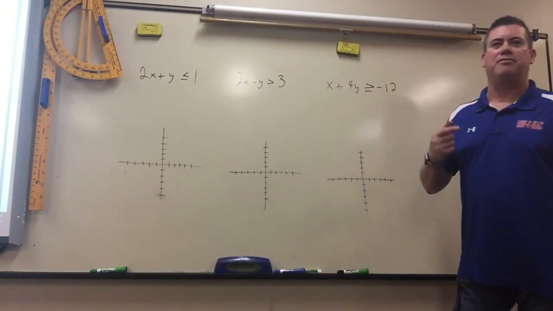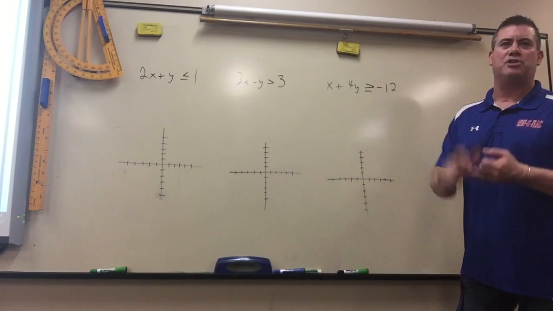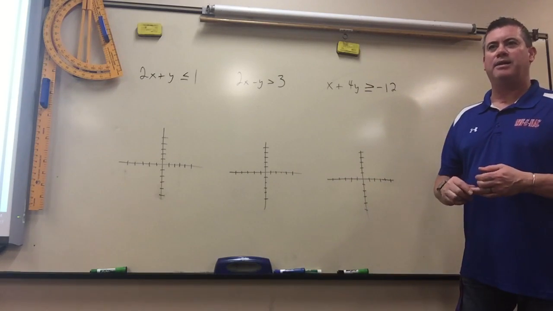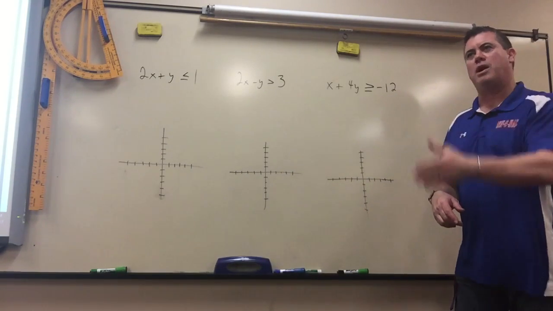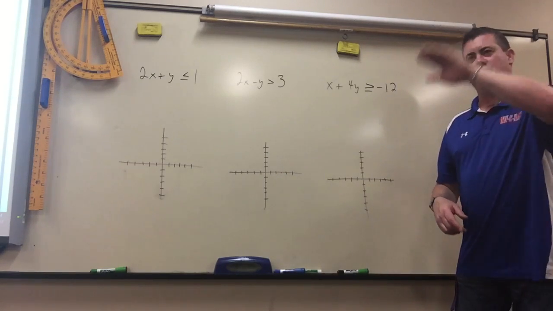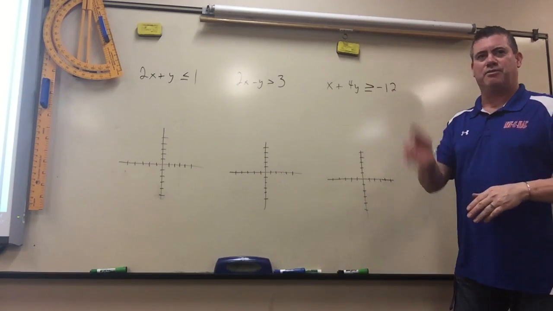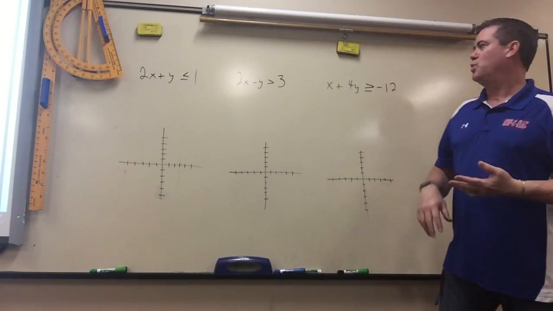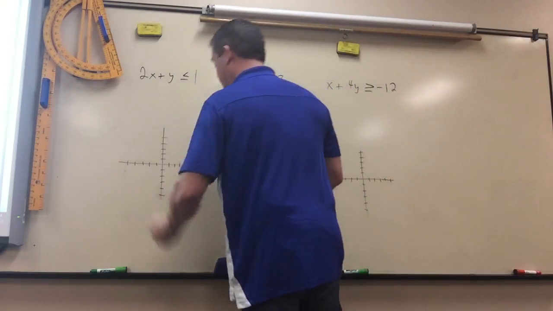Yesterday we just did solving equations where it was just an x or just a y. If it was just a y, it's a horizontal line. If it's just an x, it's a vertical. Now we've got the ones with x's and y's.